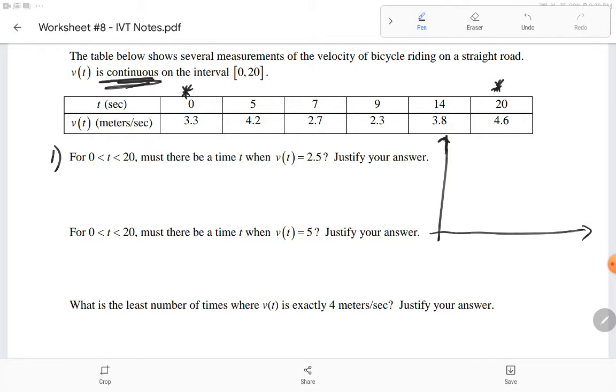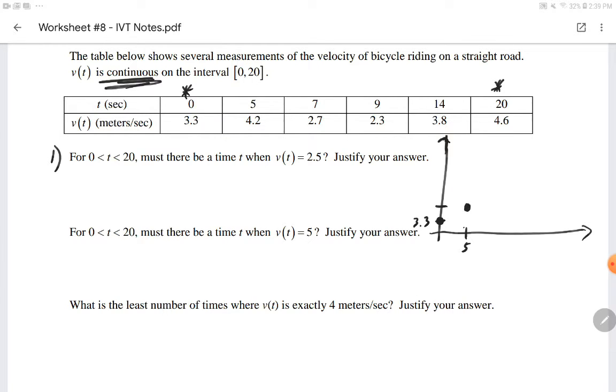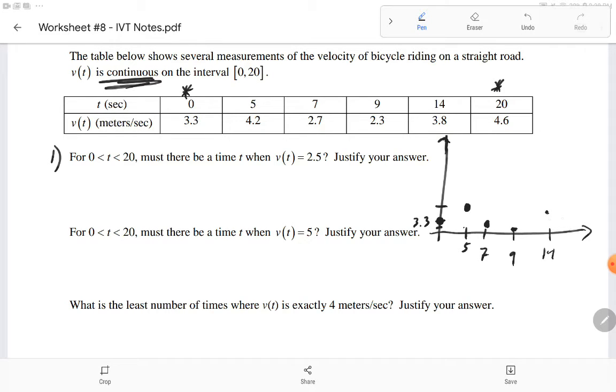So at time 0, the velocity is 3.3. Let's say it's there. This is 3.3 and the time is 0. Okay. And then at 5, the velocity is 4.2, let's say it's there. At 7, velocity is 2.7, which dips back down below here. At 9, I should have made this graph a little bit more detailed, sorry, it's 2.3. So it goes a little bit below. At 14, it is 3.8, which is below 4.2. And then at 20, it's 4.6, which is a little higher.